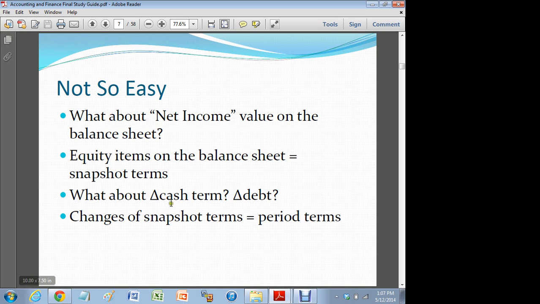So you can have the end of period cash subtracted by the beginning of period cash, and that delta cash term is the change of cash in a quarter, similar to what you would find in the cash flow statement. But you can also have that for debt or any of the things you find on the balance sheet.